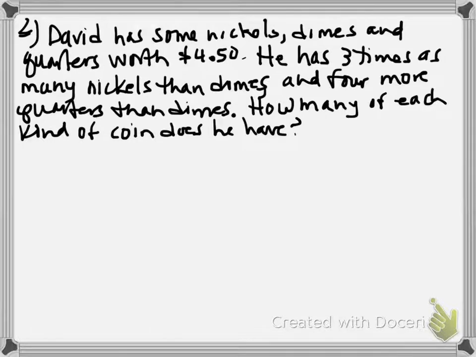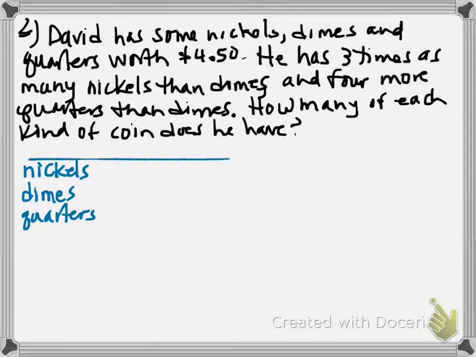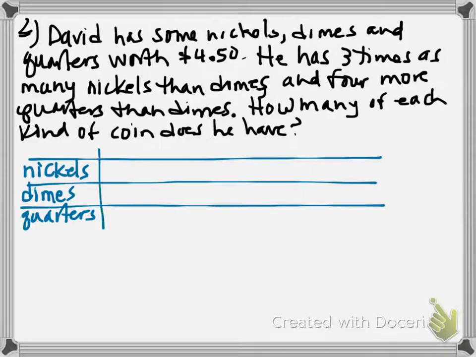In our chart, we're going to have nickels, dimes, quarters. And the titles are going to be the same as what they were in the last chart. Quantity, so how many? That's what we don't know, so that's where N, D, and Q come. Value of 1. We wouldn't say price of 1 because that doesn't make sense.